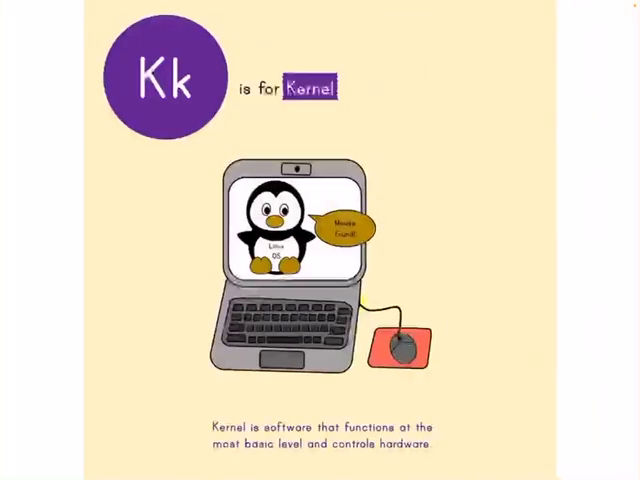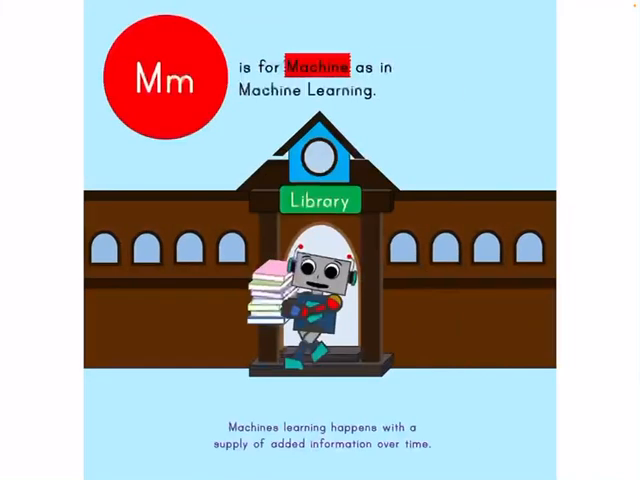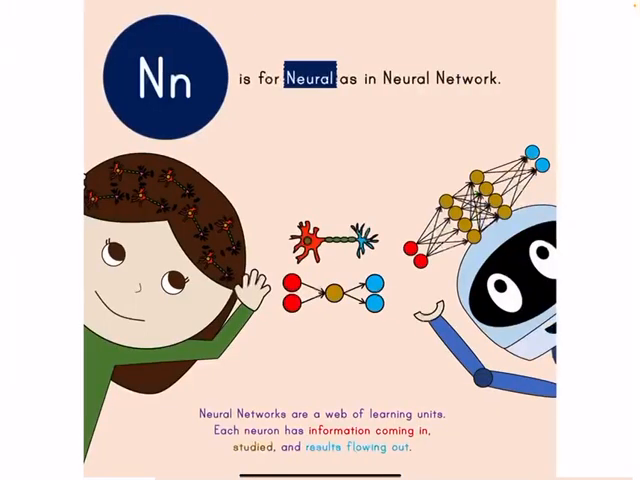K is for kernel. What is kernel? Kernel is a software that functions at the most basic level and controls hardware. L is for learning. It means to gain understanding through experience, study, or instruction. M is for machine, as in machine learning. Machine learning happens with the supply of added information over time, as in like a library.